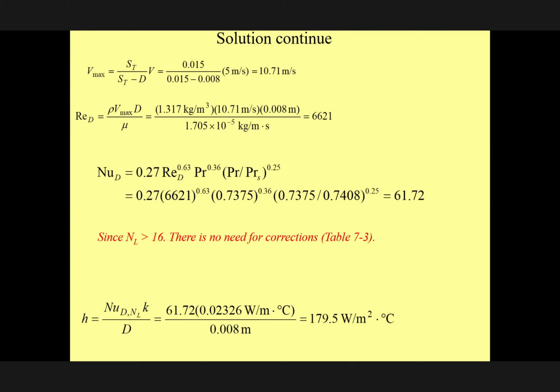Again, remember, it mentioned the number of lines is 25. Therefore, since the number is more than 16, there is no need for correction. If it was 10, we would have to go and make the correction. There's no need for correction. And since we know the Nusselt number, we can calculate the heat transfer coefficient. Therefore, that's the value of the heat transfer coefficient.